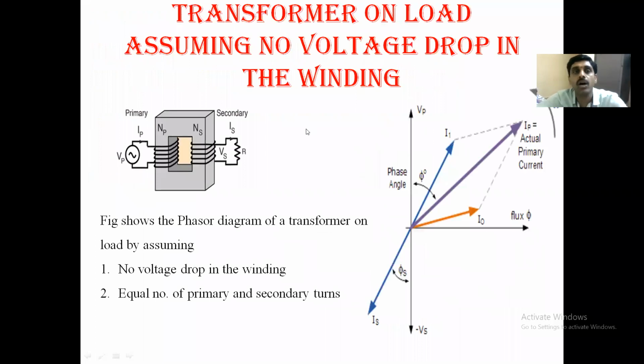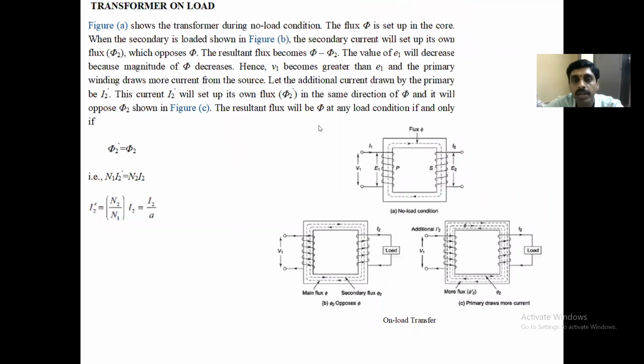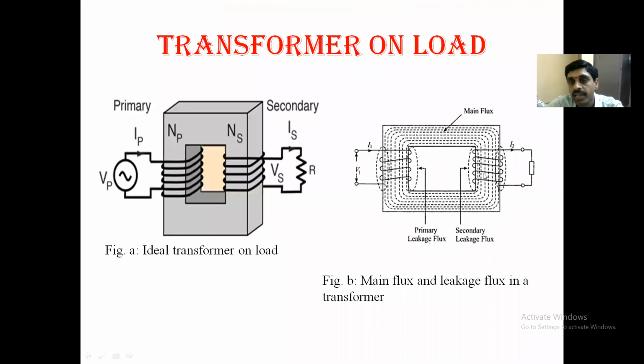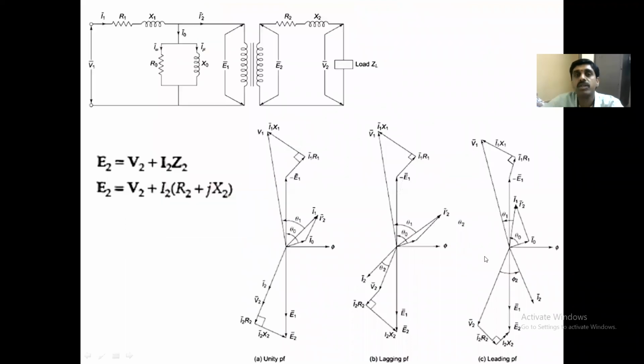So if you go to this slide now, the transformer on load, assuming voltage drop in the winding, we can observe like this. Now we are discussing a very important part, this load condition. Here the primary is connected to supply, secondary connected to some load. As I said, normally we know the primary current is the sum of two currents, I0 and I1, the additional current. We'll discuss that now in other slides. This is the flux production, this is the leakage flux, all of which we have discussed. Let us see now.